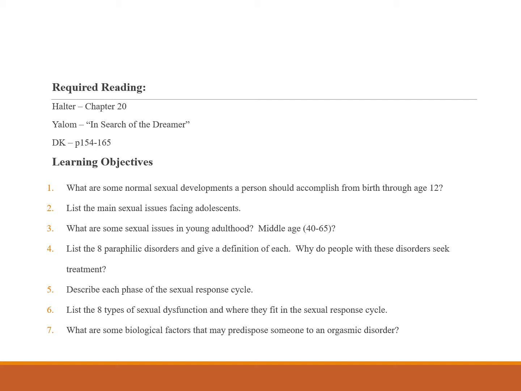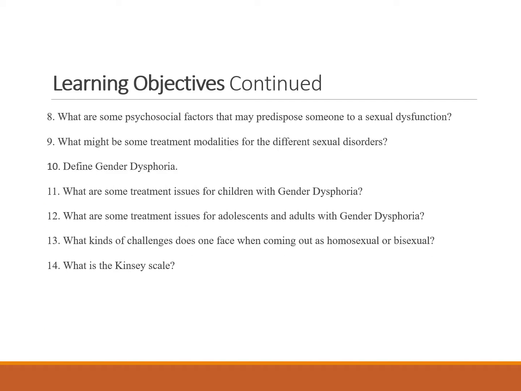Number 5, describe each phase of the sexual response cycle. Number 6, list the 8 types of sexual dysfunction and where they fit in the sexual response cycle. Number 7, what are some biological factors that may predispose someone to an orgasmic disorder? Learning objectives continued. I'm sorry if it skipped some numbers here, but I took a few of them out. But anyway, number 8, what are some psychosocial factors that may predispose someone to a sexual dysfunction?